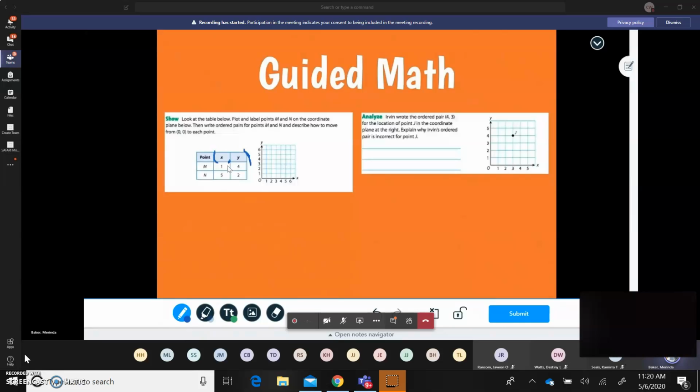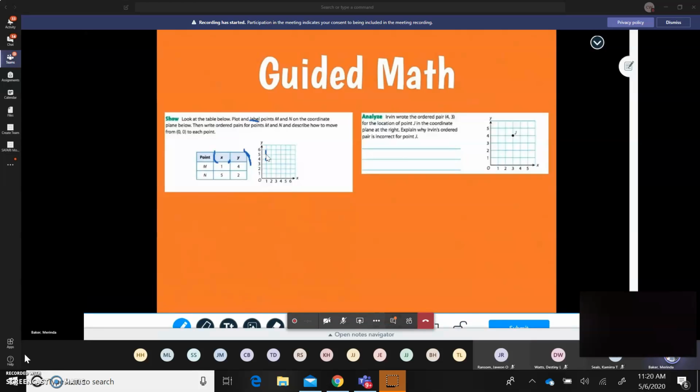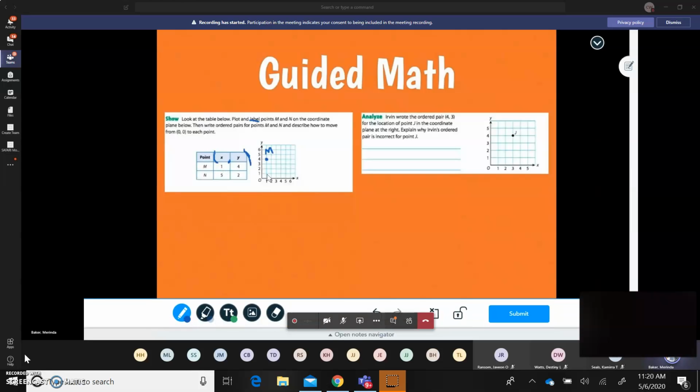Then I need to first move to the right. I'm going to start at the origin. I always start at the origin first, and now I need to move 1 unit to the right. And then, following where the y is, I need to move 1, 2, 3, 4 units up. And I have to label it as the question says. I'm going to label it M. So this is M, 1, 4. This is where 1, 4 is located.